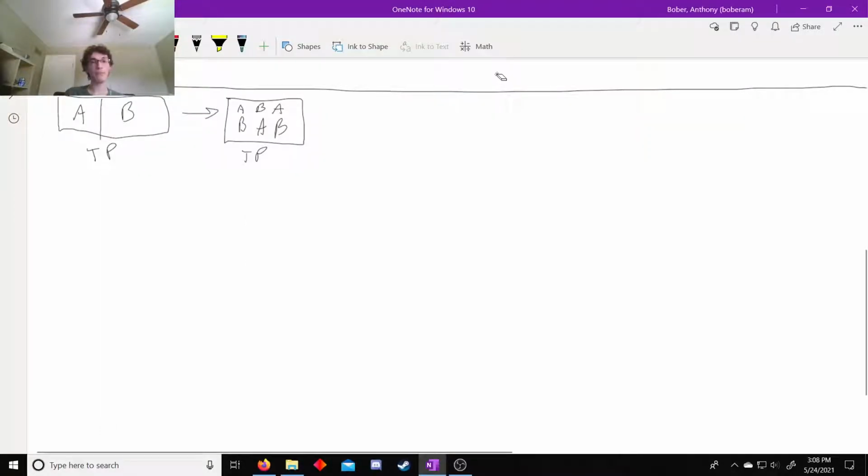Hi, my name is Anthony Bober, and I'm going to be finding the relationship between mass diffusive flux and molar diffusive flux in this problem. So what we have here is a capillary, closed around the outside, and we have a wall in between two ideal gases, A and B. Now we're going to remove the wall and let both gases mix completely.